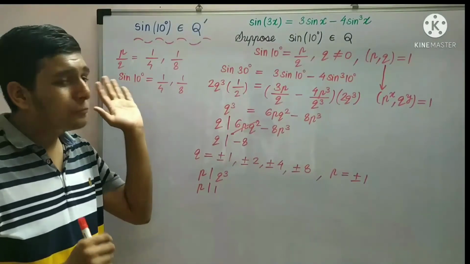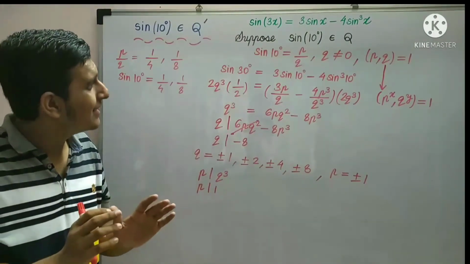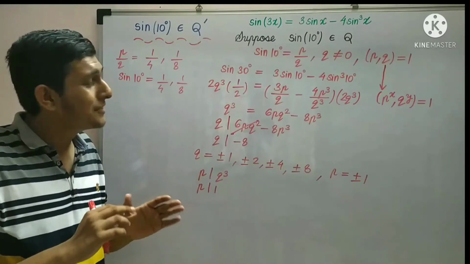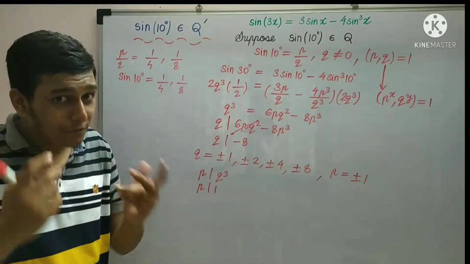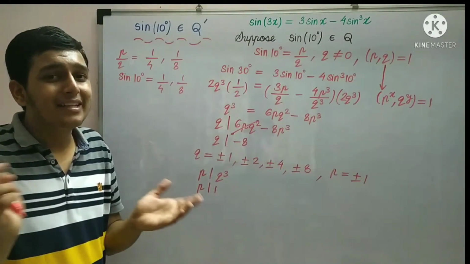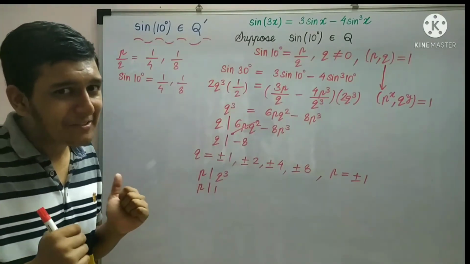In the attempt of proving the irrationality of sine 10 degree, we also managed to prove the irrationality of sine 50 degree and sine 70 degree. Can you tell how?